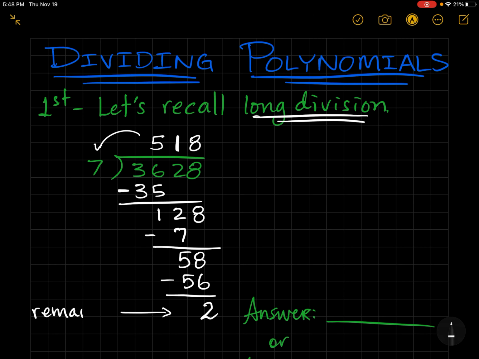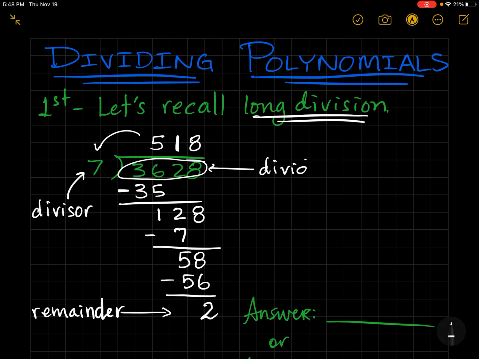Let's see if you remember all the parts, because the names won't change. You remember what that 7 is called? It's called the divisor. And do you remember what this number is called? It's called the dividend. And my personal favorite, the quotient.